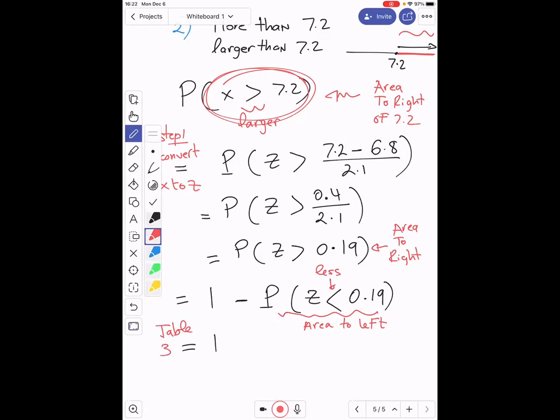All right, so 1 minus. Now table number 3, it's a 0.19. Nearest is 57. 0.1. Sorry, Jenna, I have to check my table. So 0.1, and then nearest hundredth, it's 0.9. So the answer is, this is 1 minus point.